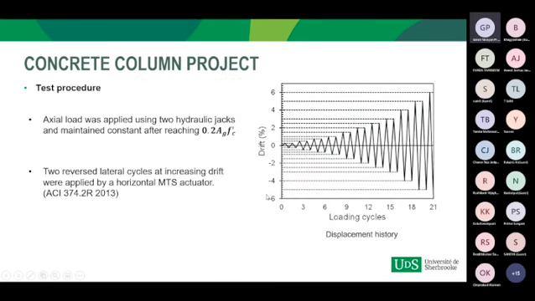Once the axial load reached 20% of the gross cross-section area of the column times the concrete compressive strength, it was maintained constant. Then reversed lateral cycles, as shown, were applied at 0.25% drift with an increment of 1%, then 0.5% drift increments until 3%, and afterward 1% increments until the failure of the column.